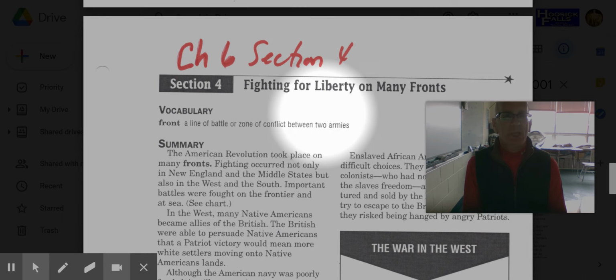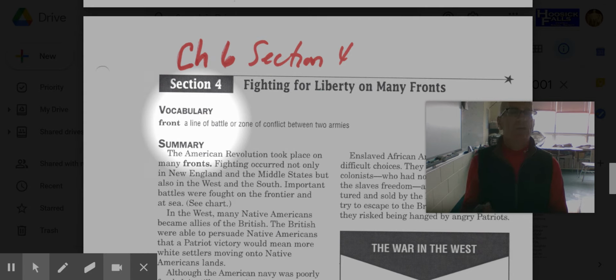That is our only vocab word in this section. Front. A front is a line of battle or zone of conflict between two armies. And when we talk about fronts, we're talking about where the fighting is taking place.